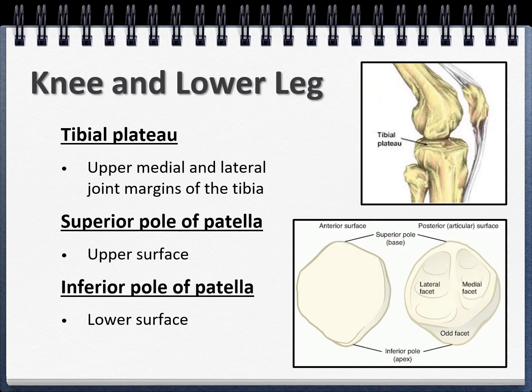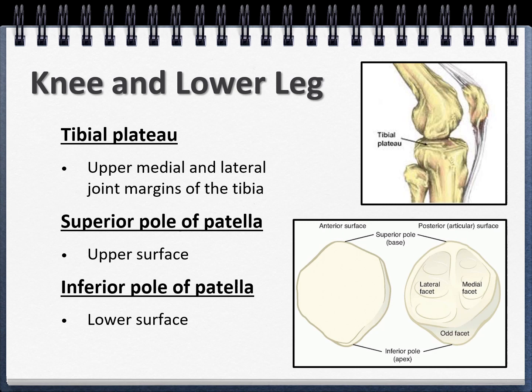The first bony landmark of the knee and the lower leg is going to be the tibial plateau. The tibia bone forms a sort of flat plate or plateau as it attaches and articulates with the head of the femur. So this is known as the tibial plateau. The upper, medial and lateral joint margins of the tibia form that flat plateau. You can see in the picture exactly what it looks like.